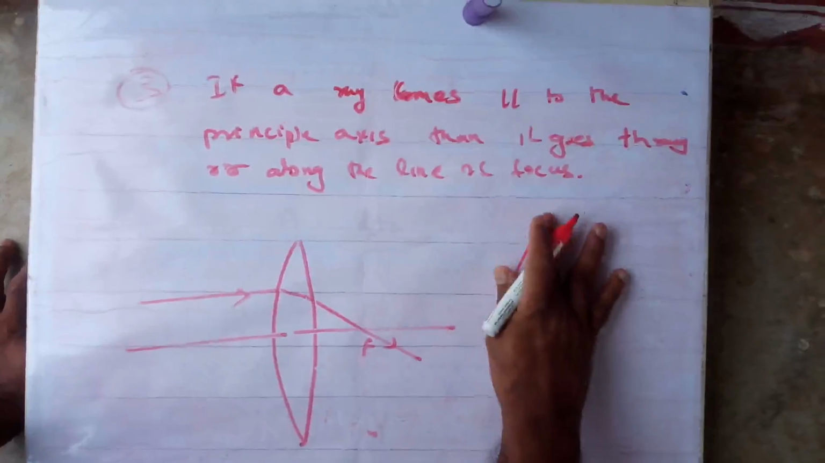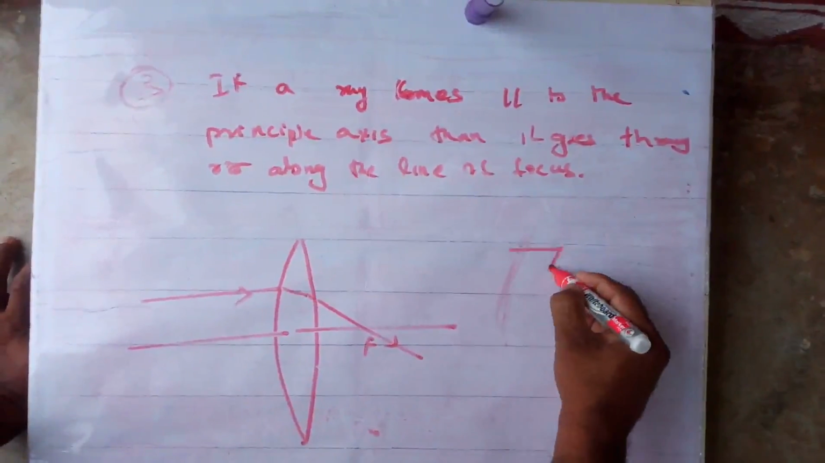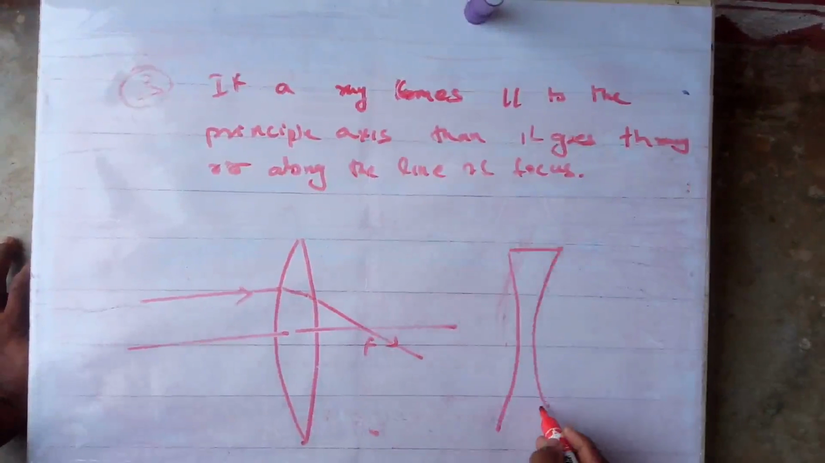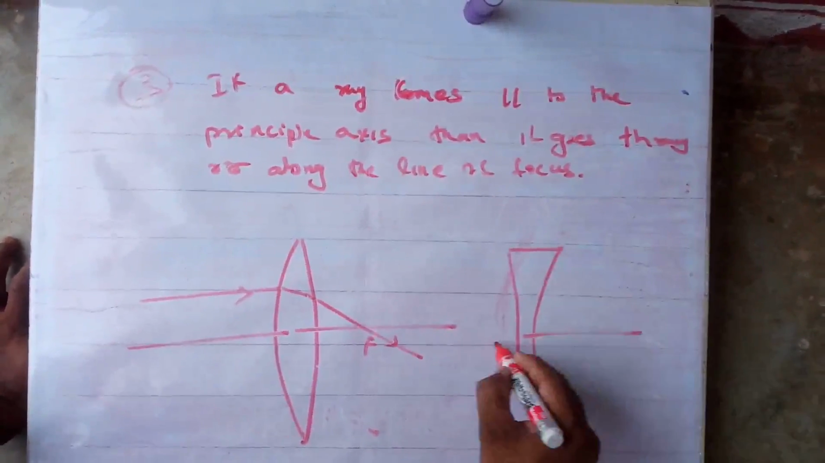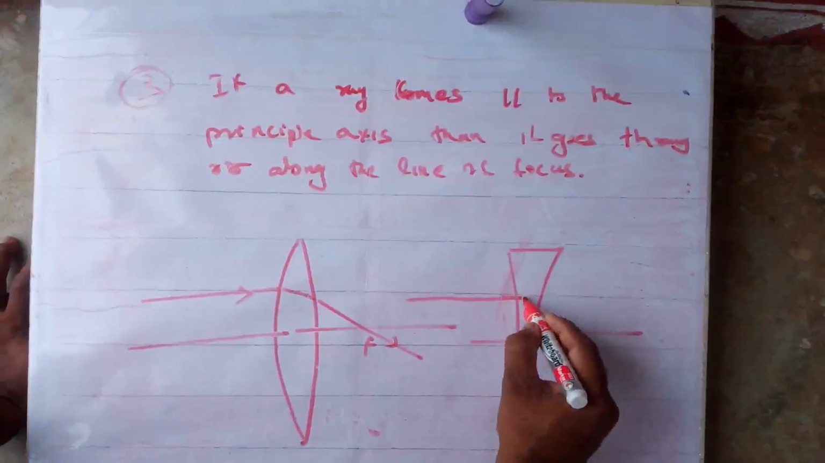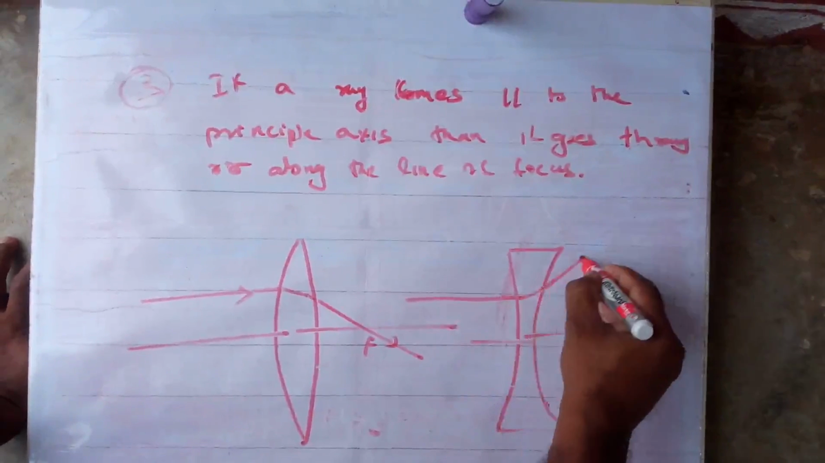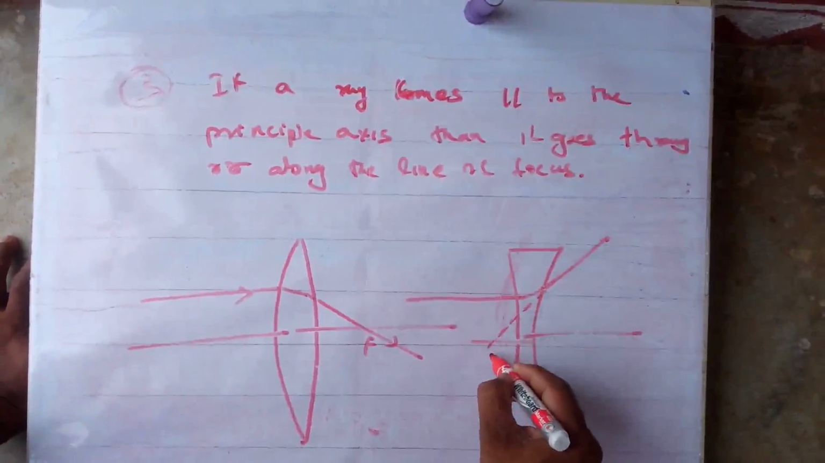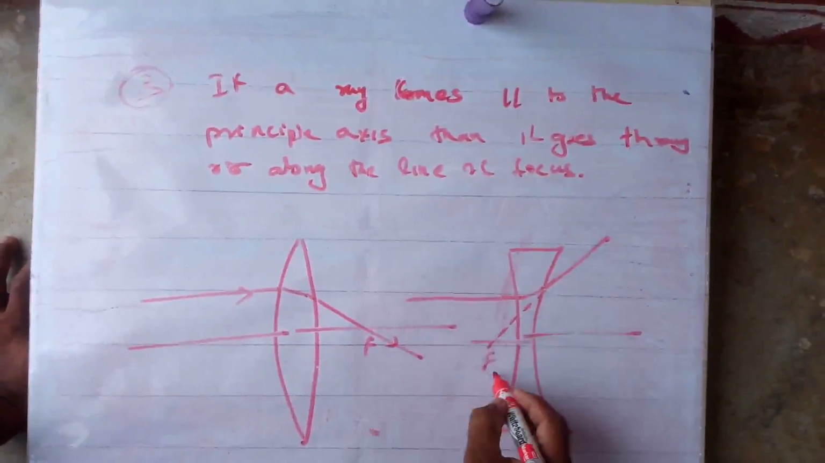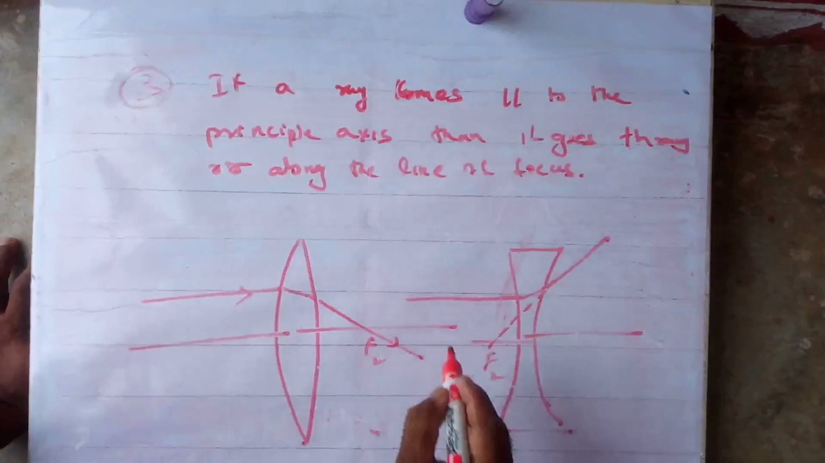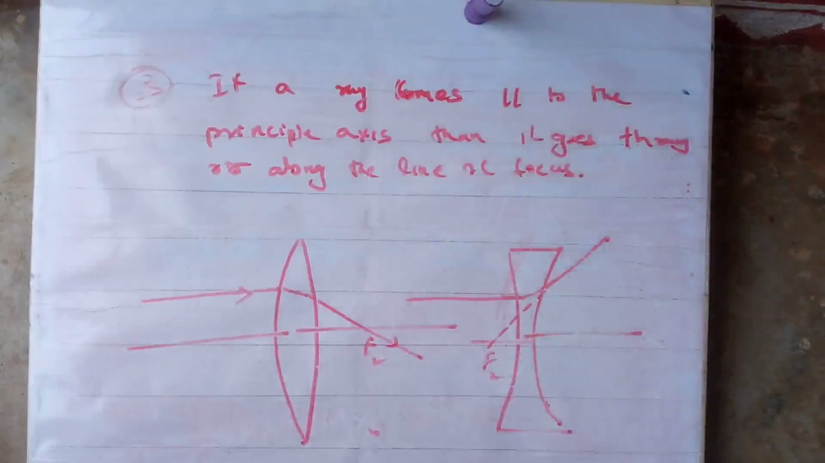And for a concave lens, also the same. Suppose a ray comes parallel to the principal axis, it diverges, again diverges. If you draw backward, it will appear to pass along the focus. Clear? F2, F2. So we have discussed all the 3.